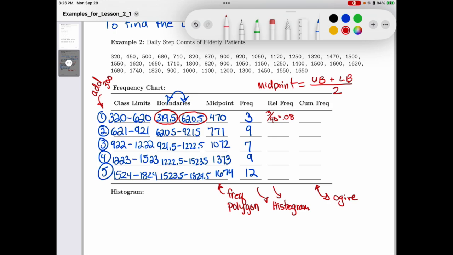So for the second class, I have 9 values that lie on that interval. So to find the percentage, I'm going to take 9 out of 40, and that's going to give me 0.23.